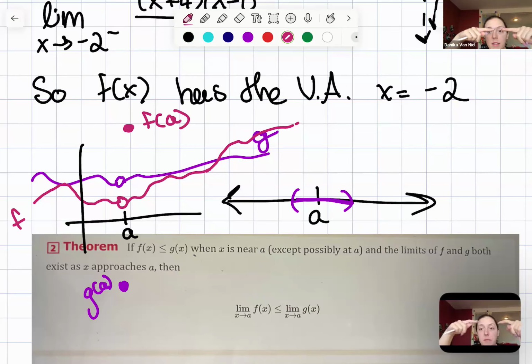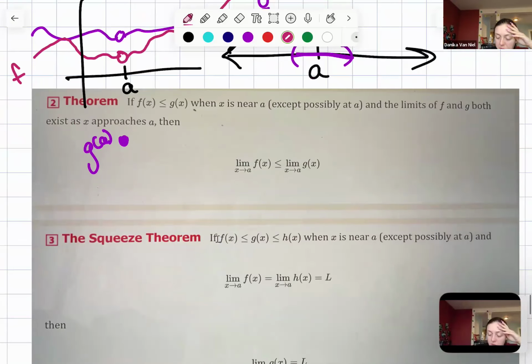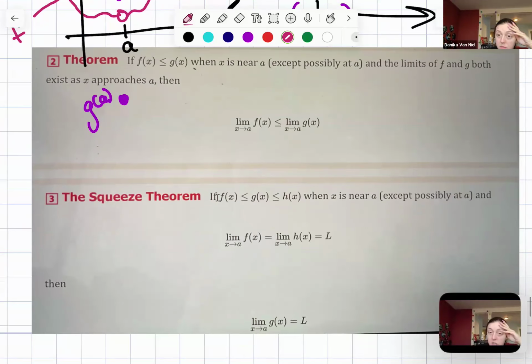If I take my limits, because remember, when I'm taking my left and right limit, I start a little bit to the left or a little bit to the right of the point A, and I just see where I'm heading. So hopefully this makes some sense. And then why is this so helpful? Well, this is extremely helpful because now we're going to use the squeeze theorem.